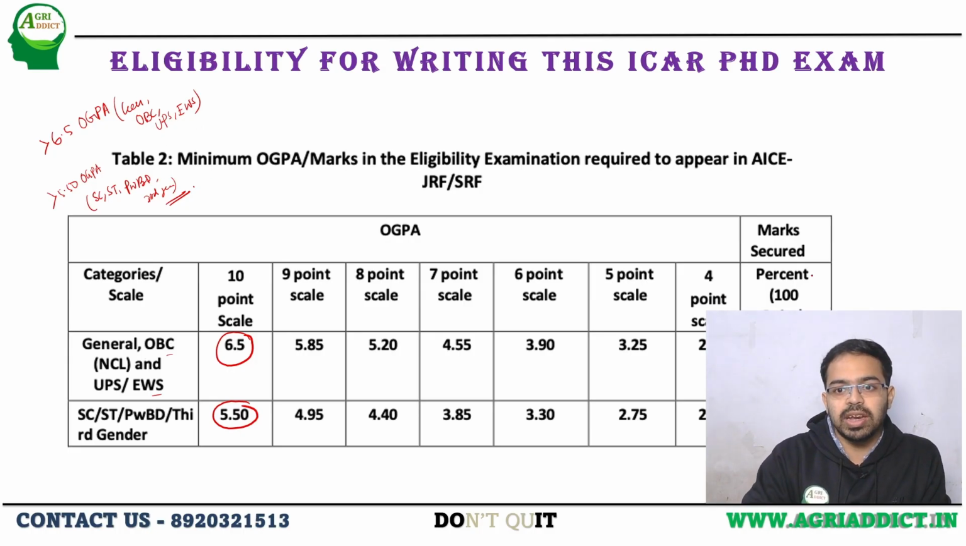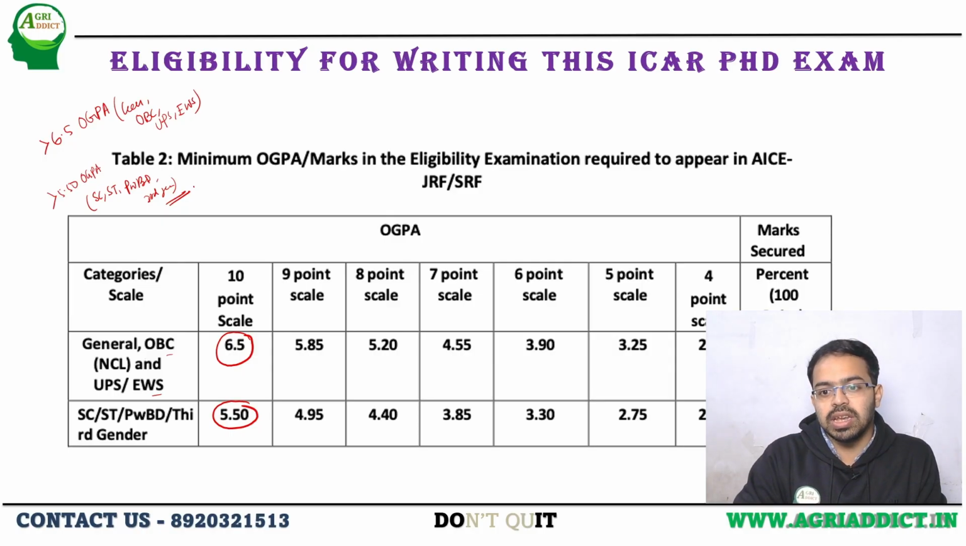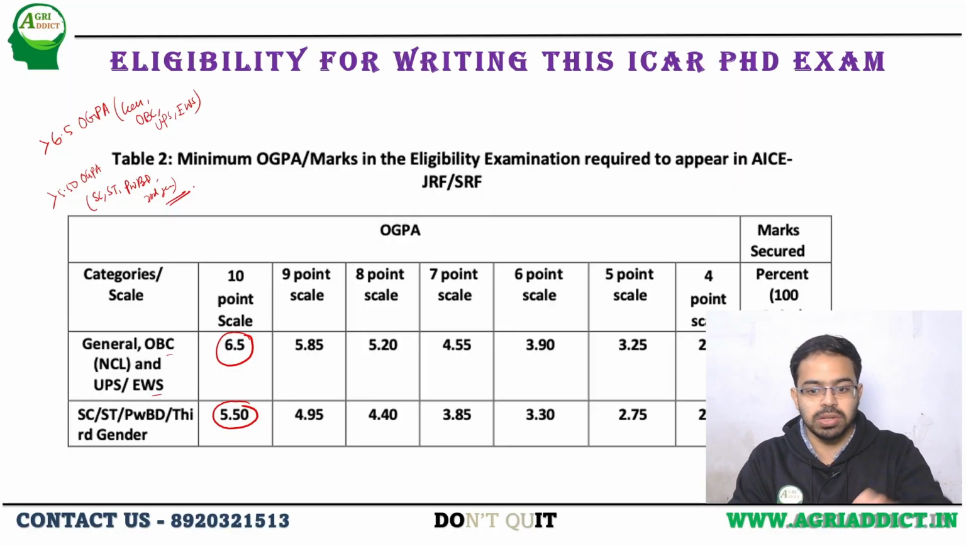Now if you are getting a score in percentage, for general, OBC, EPS and EWS, you need to have 60% of marks in MSc, and for SC, ST, PWD and third gender, you need to have 50% of marks to be eligible for this examination.